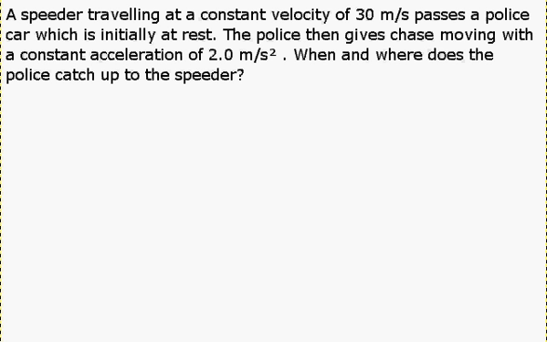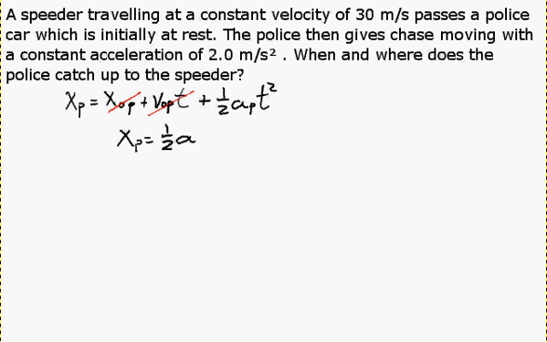For these types of problems, what you have to do is write an equation of motion for each object. In this case, the general form for the position as a function of time for the police is given by this equation. Now, we can simplify it because the initial velocity of the police is 0, and we'll also set the initial position of the police as 0. So that simplifies itself to this equation.